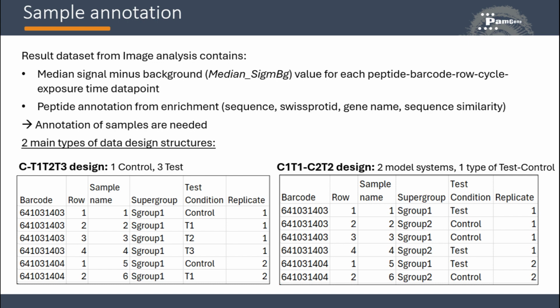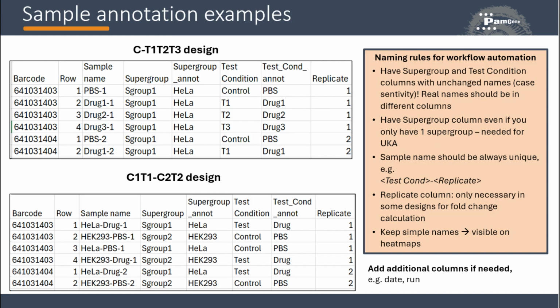The last important column is called supergroup, which denotes the model system. In a simple PS12 project with 12 samples and 4 test conditions, there is one model. But in the experiment design on the right, you have two models, thus two supergroups. Let's see a more concrete example for this.